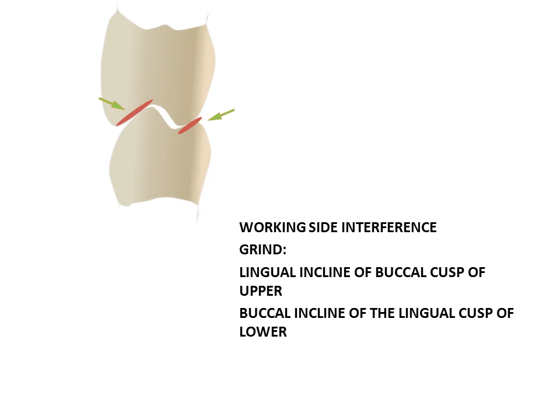Working side interference. Adjustments are done according to Schuyler's BULL rule. Grind the lingual inclines of buccal cusps of the upper teeth and the buccal inclines of the lingual cusps of the lower. In this manner, the previously established centric contacts are maintained undisturbed. The mandible moves without interference.